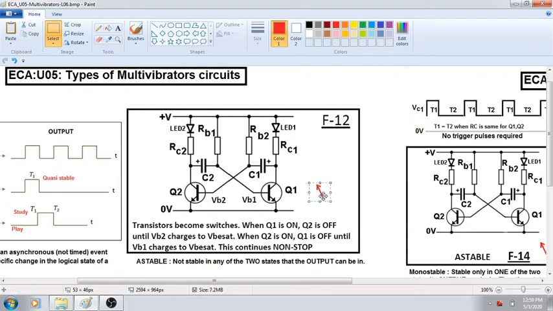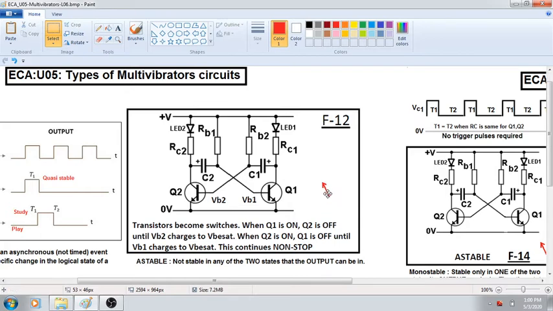When we do that, we will also derive the expressions for the time during which it will remain in one state and the time during which it will remain in the other state. We can call them T1 and T2. Okay, so just remember these things.